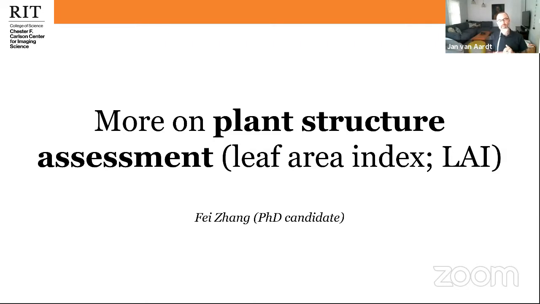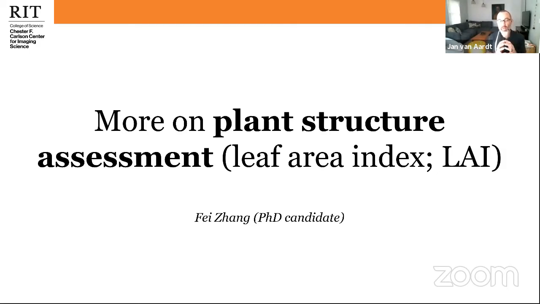Another PhD student of mine, Fei Zhang, both very good students, they're much smarter than I am, but don't tell them that. He's working more on the structural aspect. So Fei's objectives are to extract structural information from LiDAR and structure from motion, that's stereoscopic imagery, to predict yield. So we want to see, can we use structure to do the yield prediction? And then also to assess disease risk.